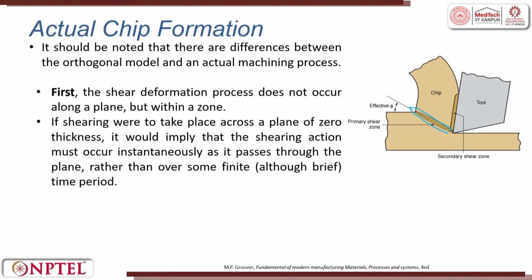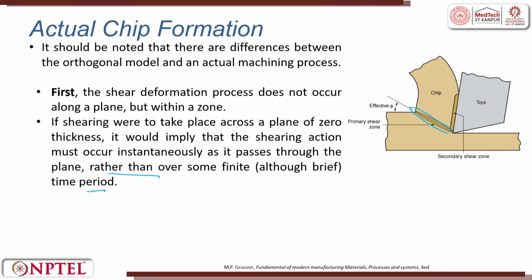So then it is called a shear zone. Since it is happening first, it is called the primary shear zone. First, the shear deformation process does not occur along a plane, but across a zone. If shear were to take place across a plane of zero thickness, it would imply that the shearing action must occur instantaneously as it passes through a plane, rather than over some finite time period.